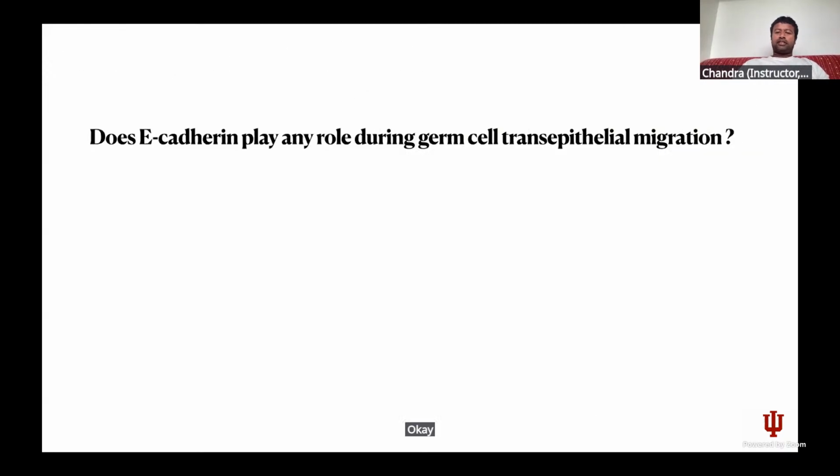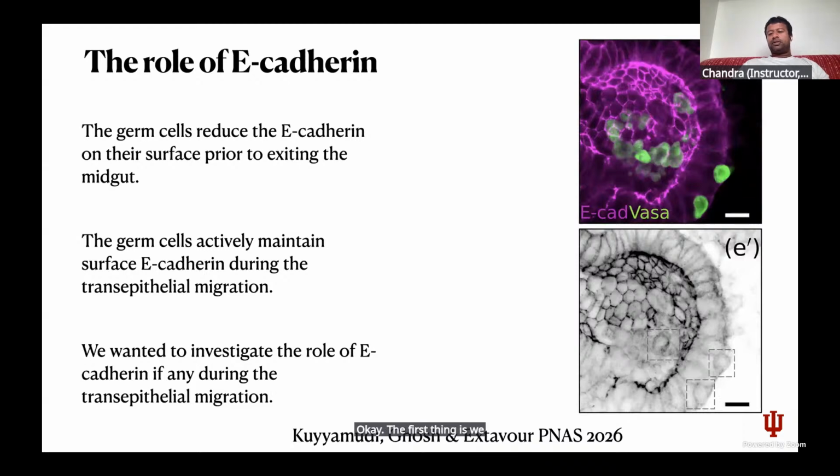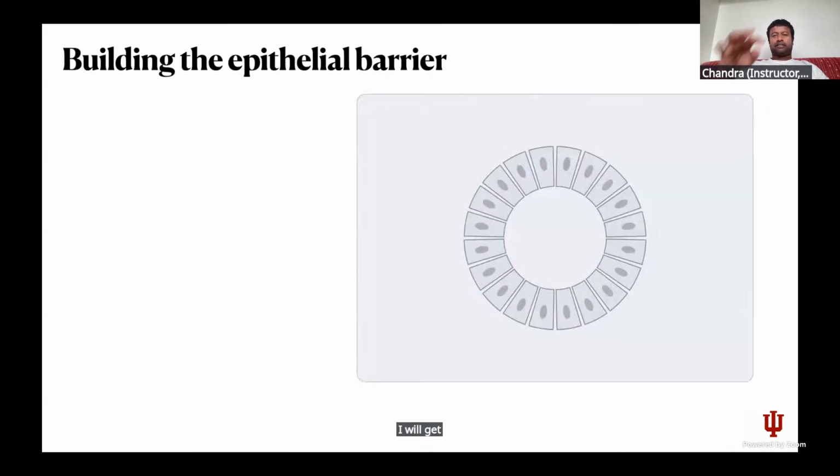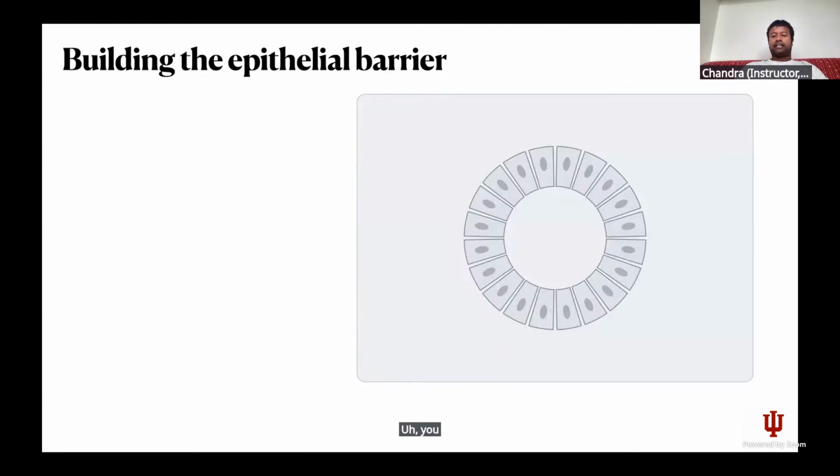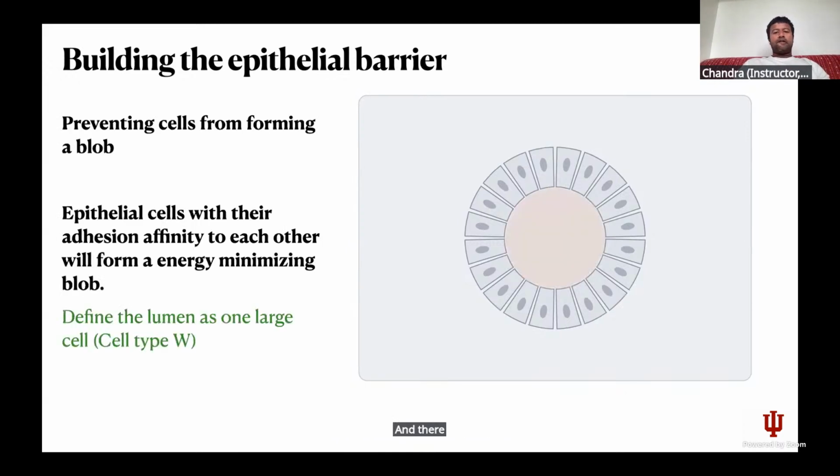Okay. The first thing is we wanted to take this 3D epithelial sac and reduce it to 2D. So if I take a slice of it, I will get something like an epithelial ring. So that's the first step, where you reduce this three-dimensional problem to a two-dimensional problem. You want to make an epithelial ring.